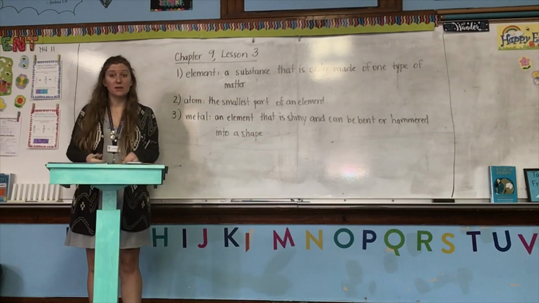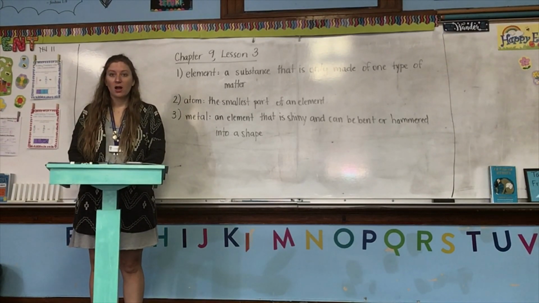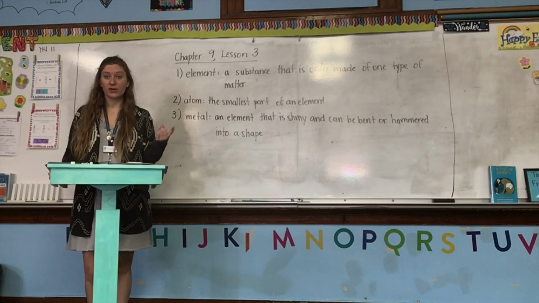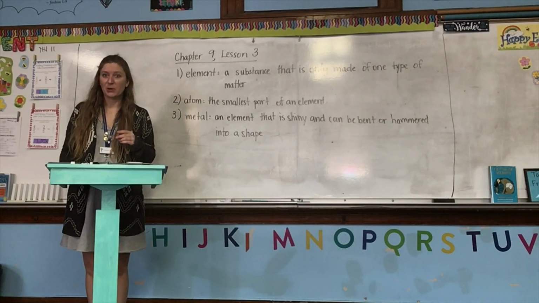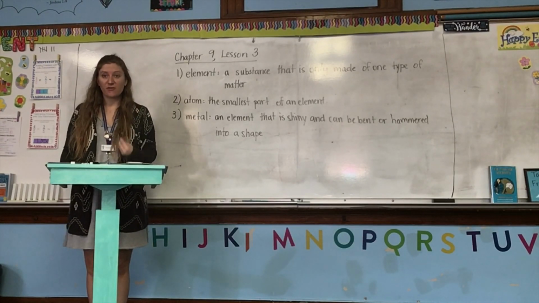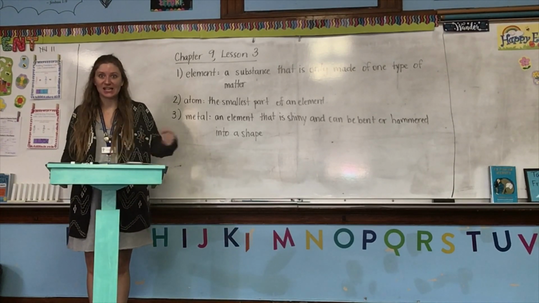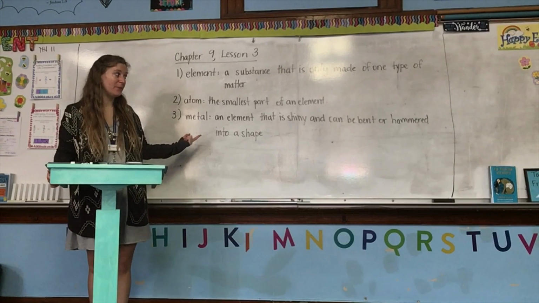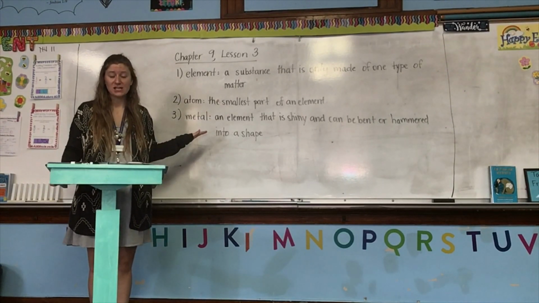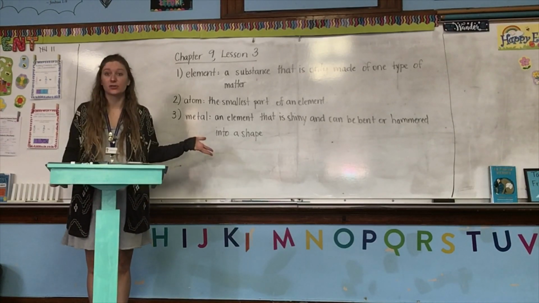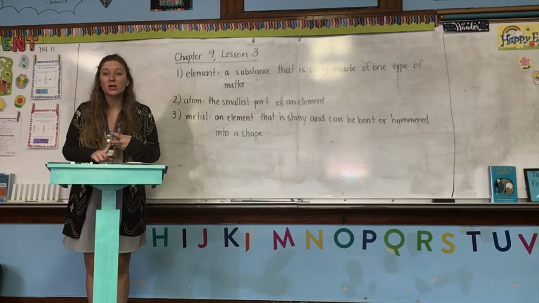So just like animals, the first thing that scientists look for when they are classifying animals is, are they a vertebrate? Do they have a backbone? Or are they an invertebrate? Do they not have a backbone? So this is one of the first things that scientists look at to classify elements. They look, is it a metal? Is it shiny and it can be bent or hammered into a shape? Or is it a nonmetal? Does it not have these qualifications or these characteristics? And then examples of metals are iron, aluminum, and copper.